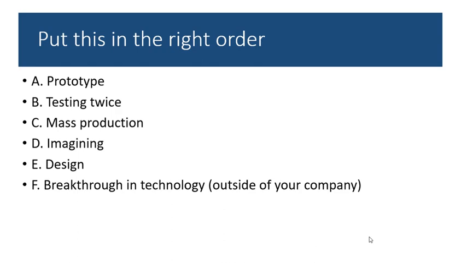So it's first breakthrough, then imagining, design, prototype, testing, maybe change the design again, have another prototype, testing more, maybe designing more, testing more, and then in the end you're ready for mass production. But you also have to make sure you have the machines, you have the people to produce it, and you can produce it with high quality.